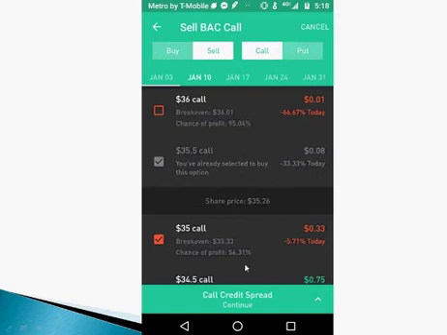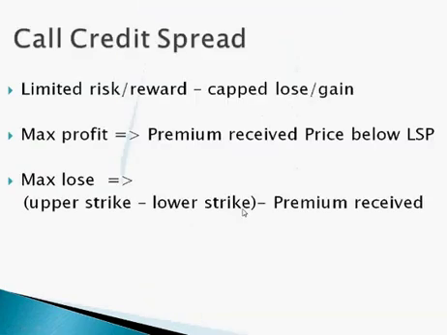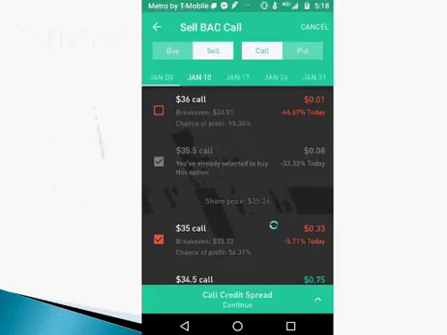If it goes down, the $35 call is going to lose value if it goes out of the money, and if both expire worthless, I'm going to collect all of the premium. So call credit spread: limited risk, limited reward, capped gain, capped loss. Your maximum profit is going to be the premium that you received after you sold those contracts, and you're going to get the maximum profit if the underlying stock trades below the lower strike price.